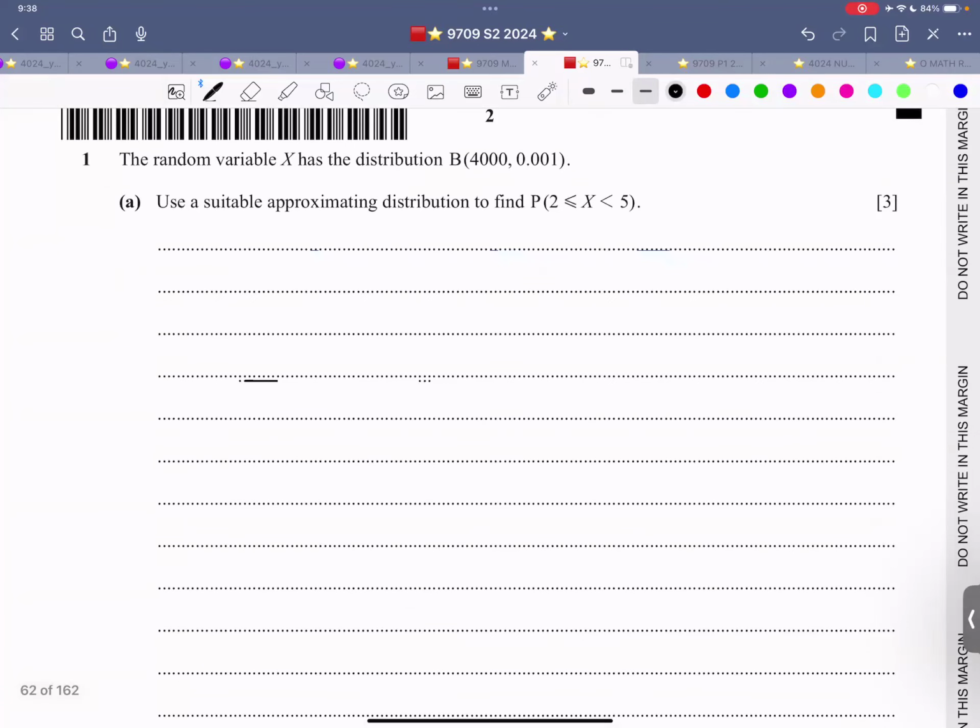Now the question says, the random variable X has the distribution: X follows a binomial distribution 4000, 0.001. Use a suitable approximating distribution. Find the probability X lies between such and such. Now 2 is inclusive, 5 is not. So in other words, probability X lies between 2 and 4 inclusive.